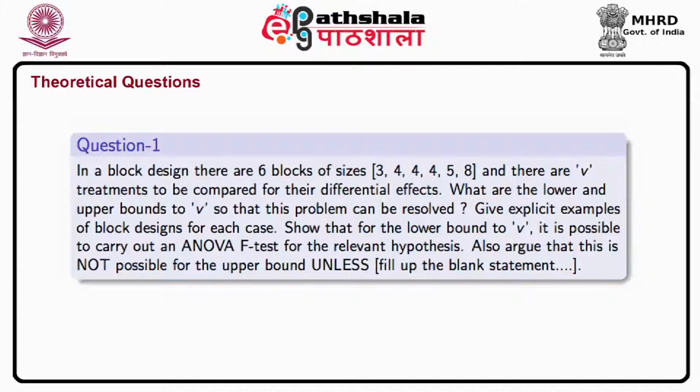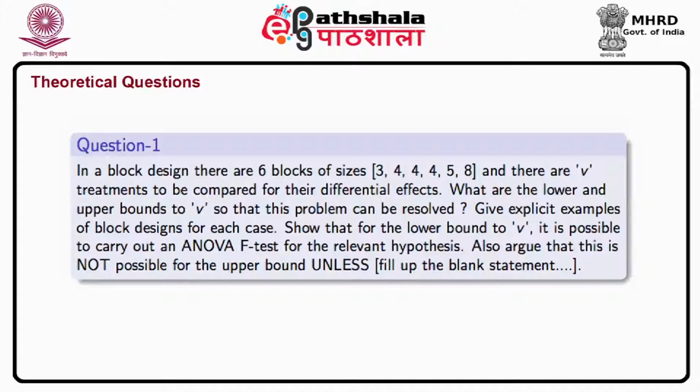You know how many treatments you want to accommodate, but you have to be able to accommodate in a way that you admit that there are block differences and that you want to estimate the treatment contrasts. So your goal is very specific. Imagine there are V treatments to be compared for their differential effects. What are the lower and upper bounds on V so that this problem can be resolved? That means so that we can get a connected block design.